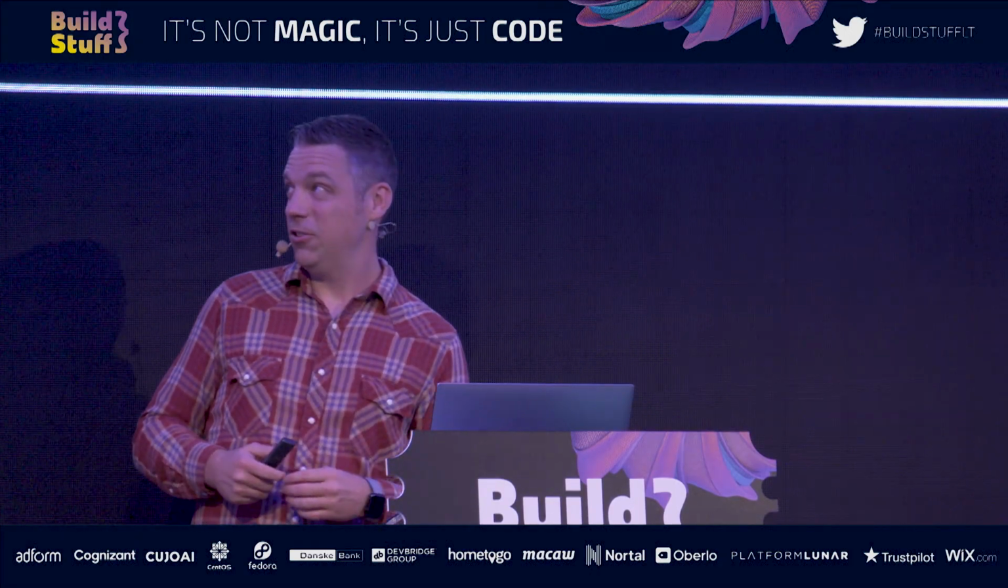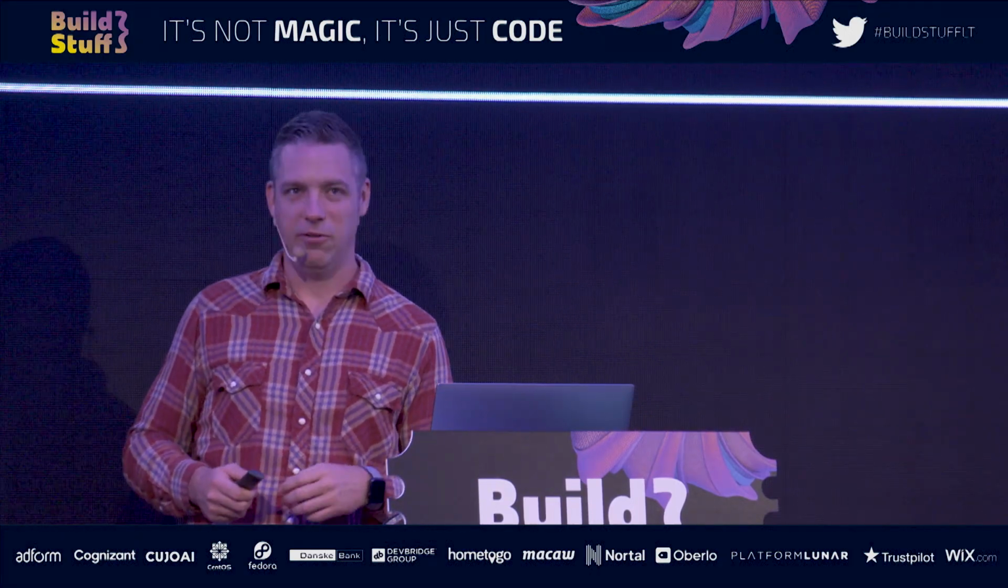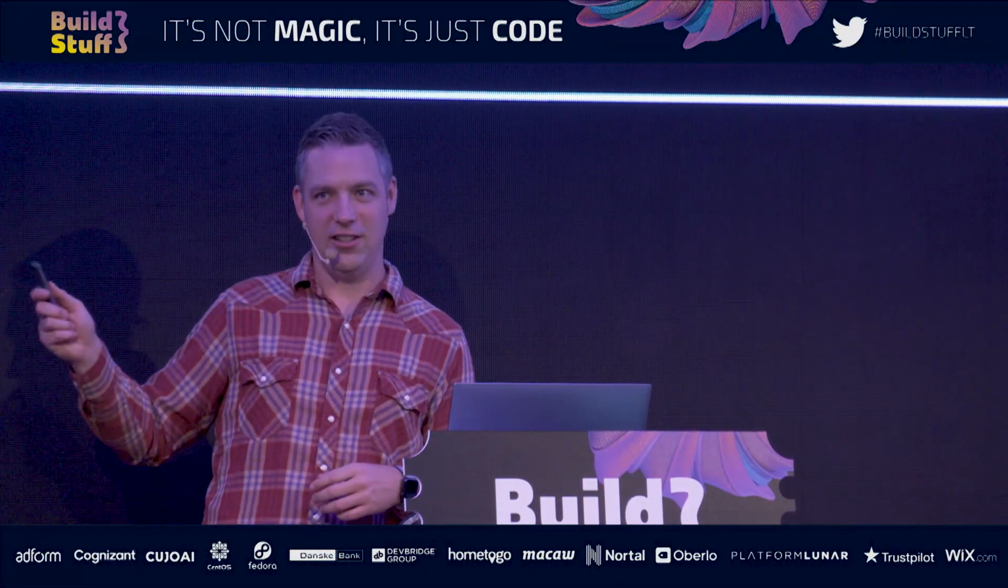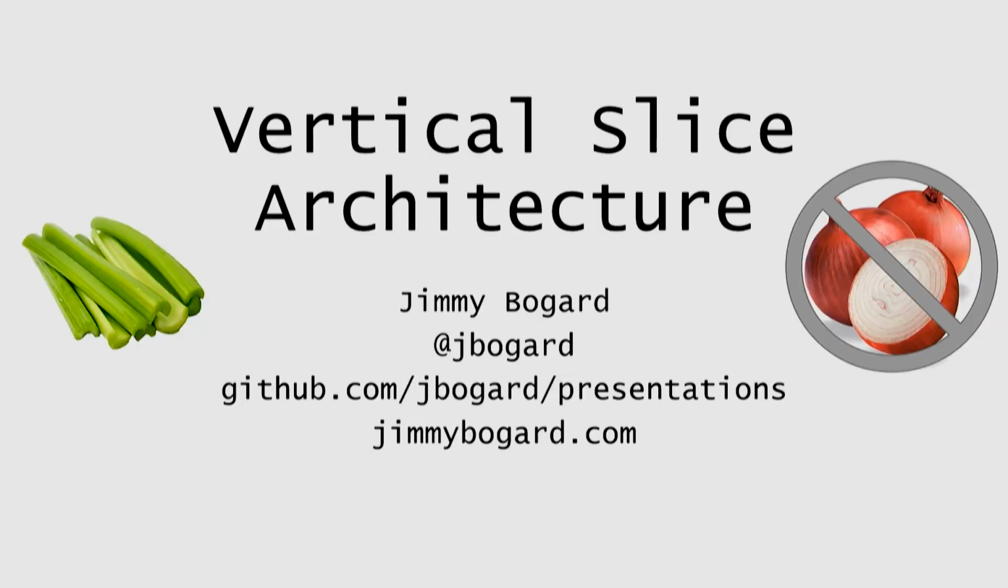So that is vertical slice architecture in a nutshell. We want to prefer the celery style architecture, not the onion style architecture. No more of these concentric circle architectures anymore.